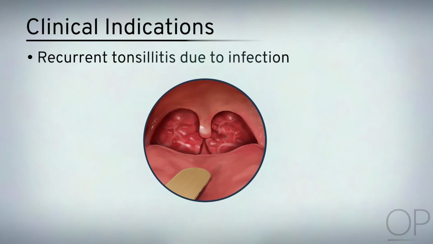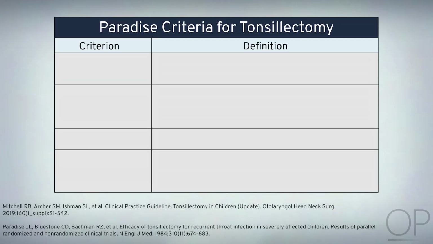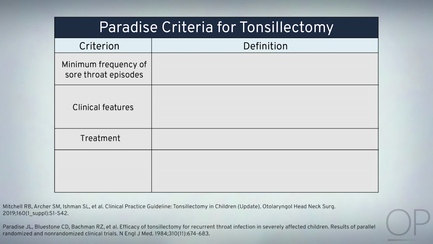When considering adenotonsillectomy as a treatment option for recurrent infection, the Paradise criteria should be used. These criteria define the minimum frequency of sore throat episodes a child needs to qualify for tonsillectomy, the clinical features that must be present with each sore throat episode, treatment options that should be administered prior to considering a tonsillectomy, as well as how each sore throat episode should be documented.